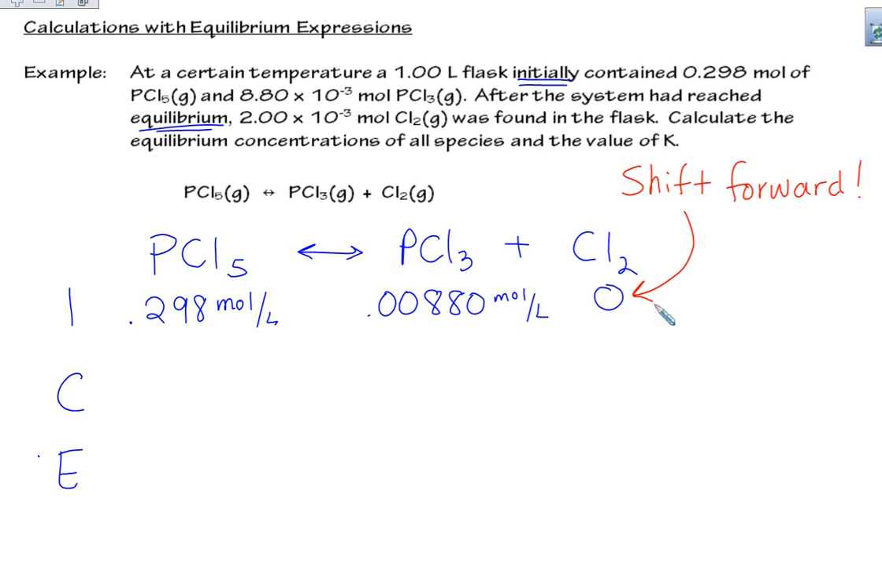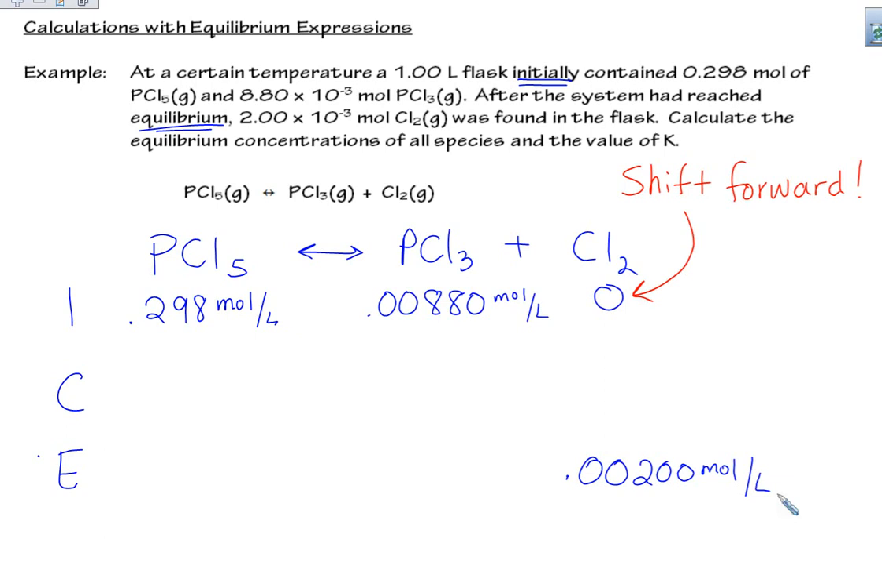Well, look at this other number given. After the system had reached equilibrium, 2 times 10 to the negative third moles of chlorine are found in the flask. Guess what? E of your ICE table stands for equilibrium. We do have 1. We were given the equilibrium amount of chlorine. And again, I think I'm going to just put it in as 0.00200 moles per liter. E stands for equilibrium. So you have to watch the wording a little bit in the problem. The amounts given, are they initial amounts or are they equilibrium amounts?